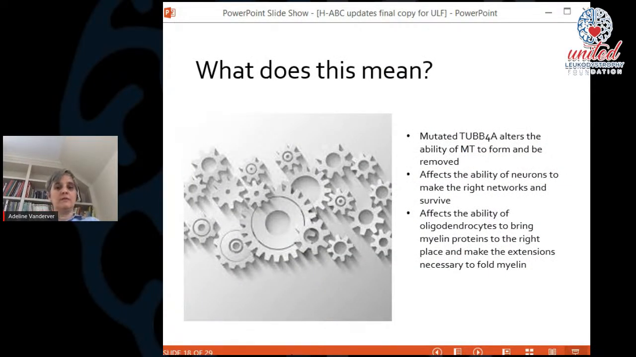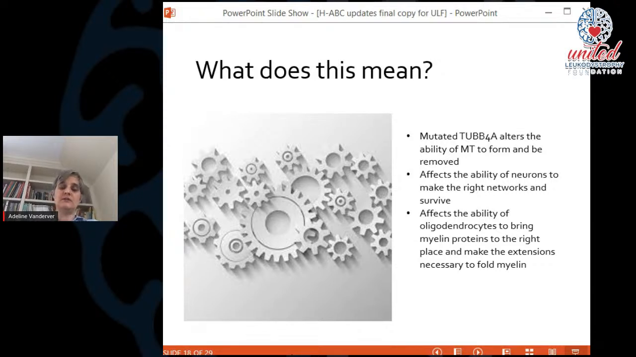So overall, what we have learned so far is that it looks like the mutated TUBA4A alters the ability of those microtubules, those special little information highways within the cell, to be made and to also be removed. And it probably creates an accumulation of those different microtubules within the cell that can be very problematic for the function of the cell, and also affects the ability, therefore, of special brain cells to do certain tasks. In neurons, it's probably that those neurons are no longer able to make the right networks within the cell and therefore survive, because they can't send the right chemicals within the cell to do its job right.